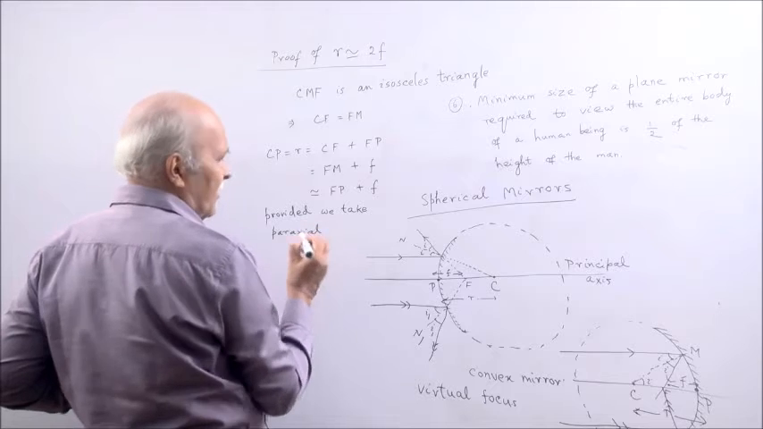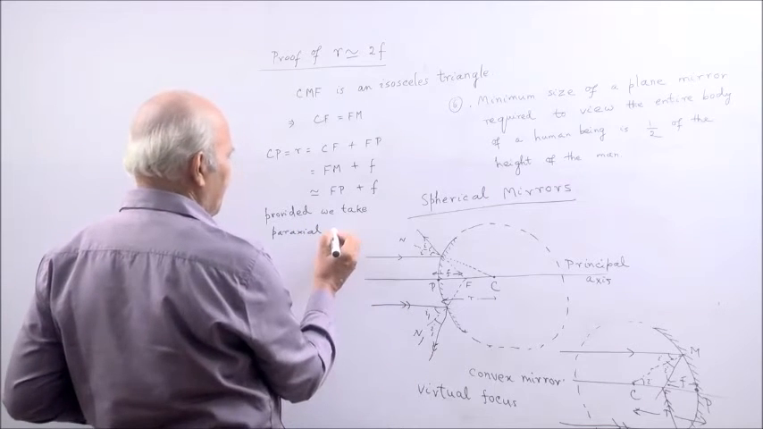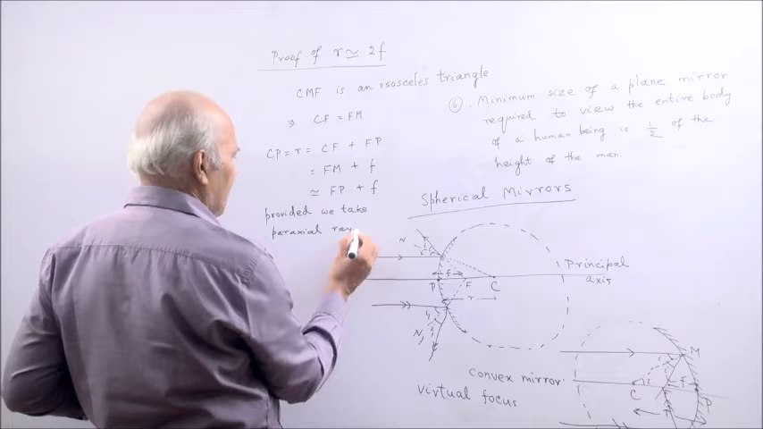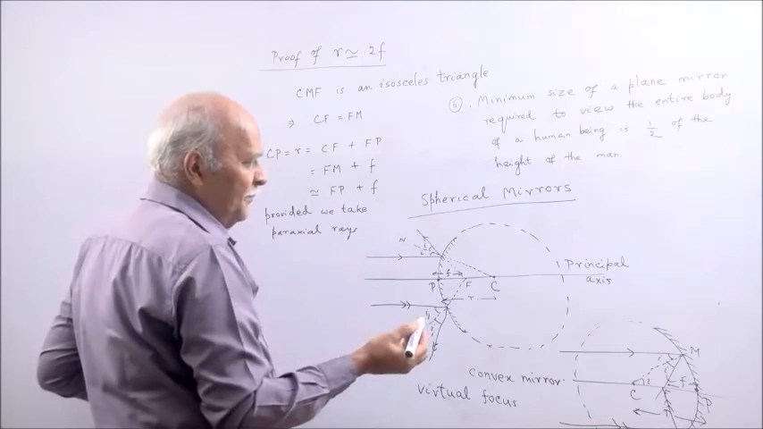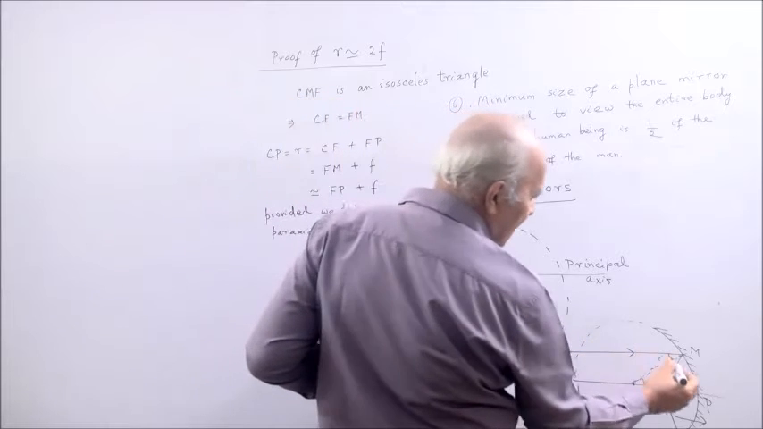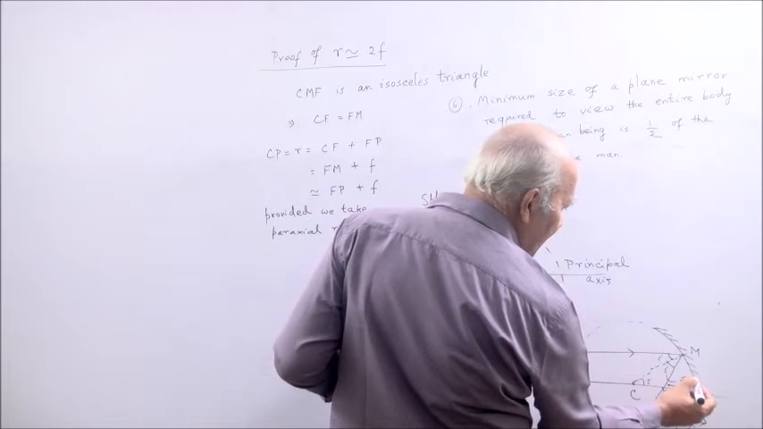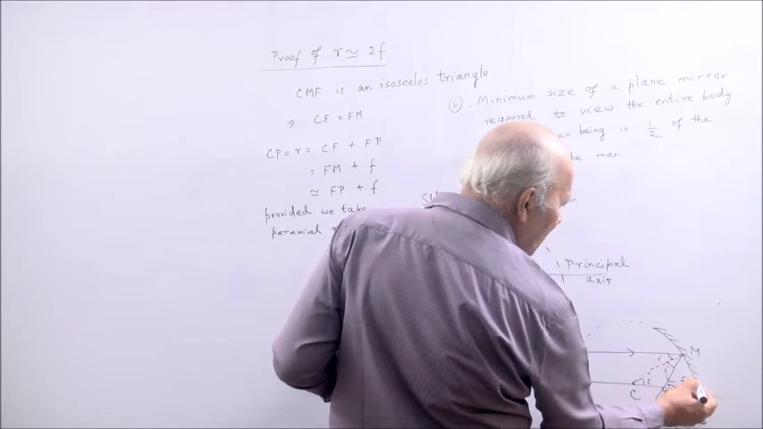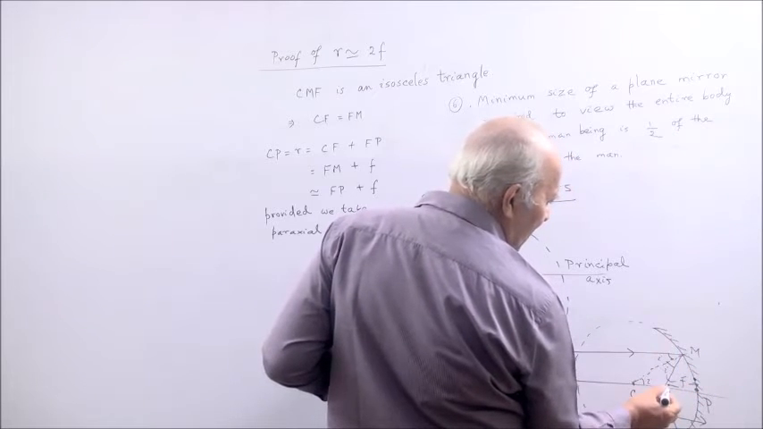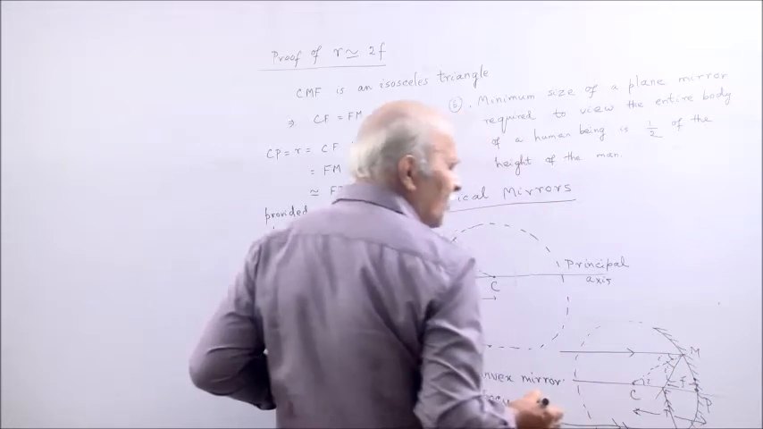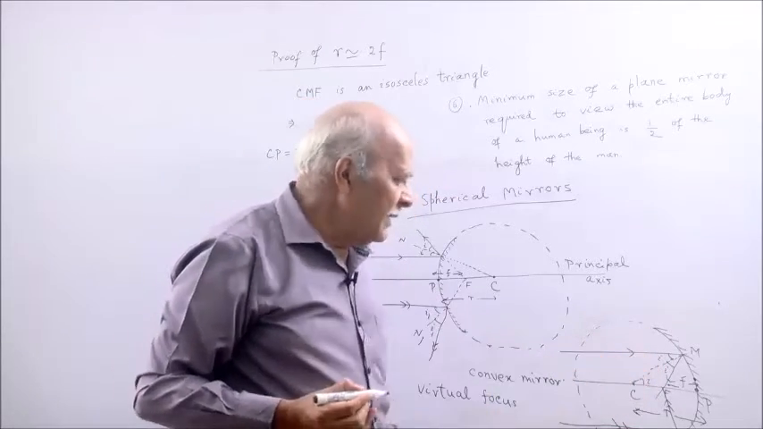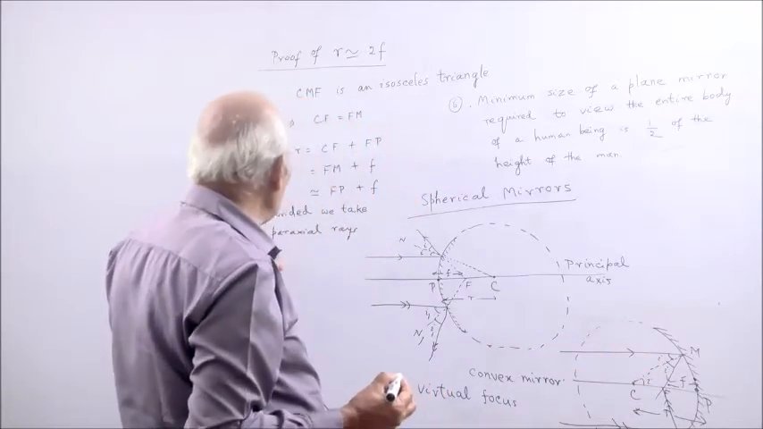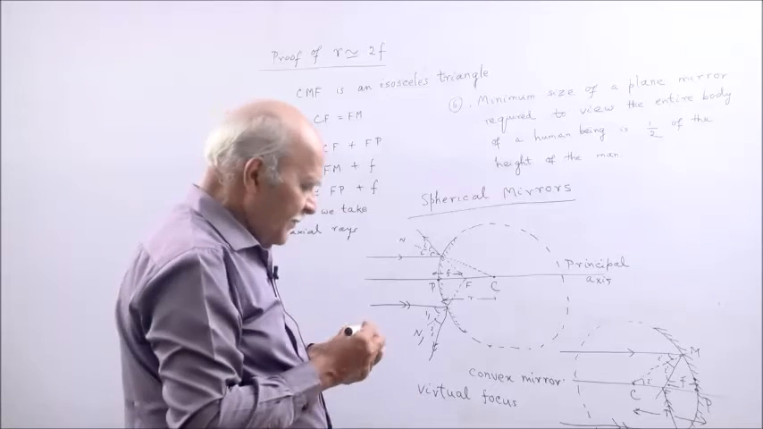Paraxial means near the principal axis. So if you take paraxial rays, then you can see that if a ray is nearer to the principal axis, then M will be nearer to P. So FM and FP will be equal. Otherwise, in this diagram it appears to be different. But then the question is, why will we take paraxial rays?